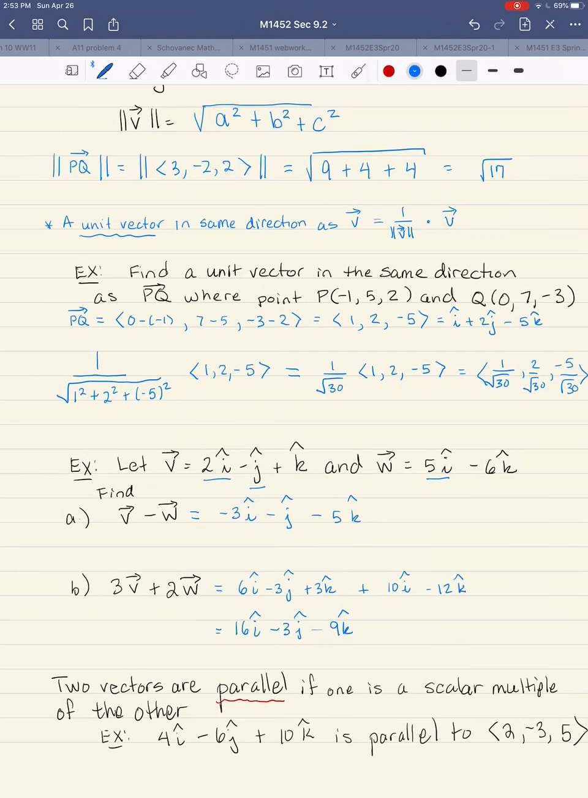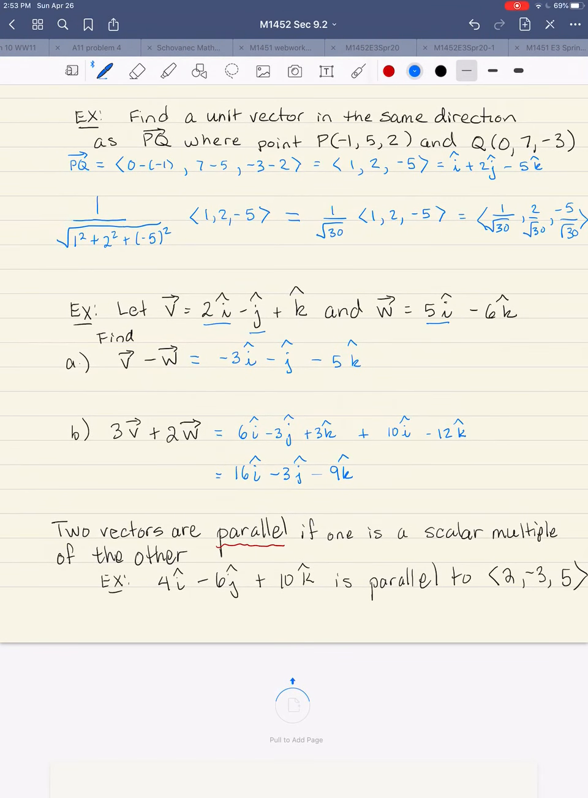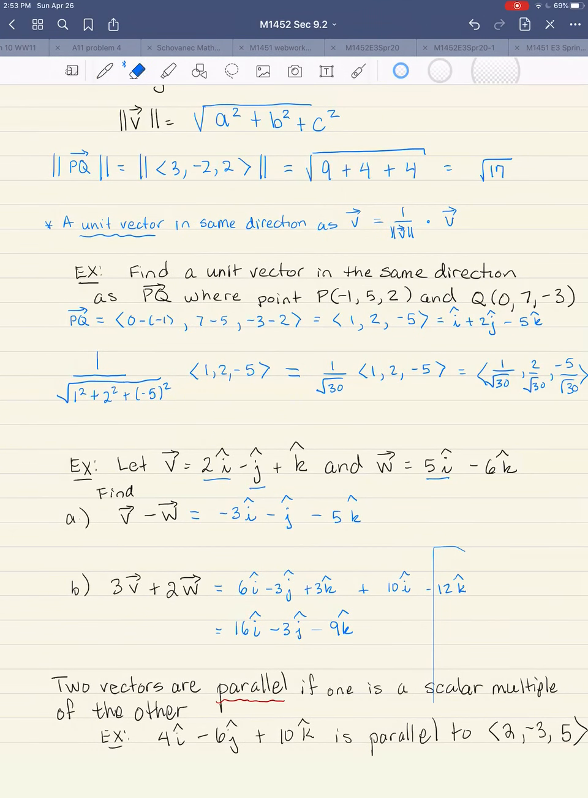There's the addition, subtraction, scalar multiplication, same as in 2 dimensions. I probably didn't mention this in the last section, but 2 vectors are parallel if one is a scalar multiple of the other. In this example, the vector 4, negative 6, 10 is parallel to 2, negative 3, 5, because I can take this vector, multiply it by a half, to get that vector. They have the same direction, but different length. And if that occurs, then the 2 vectors are said to be parallel.